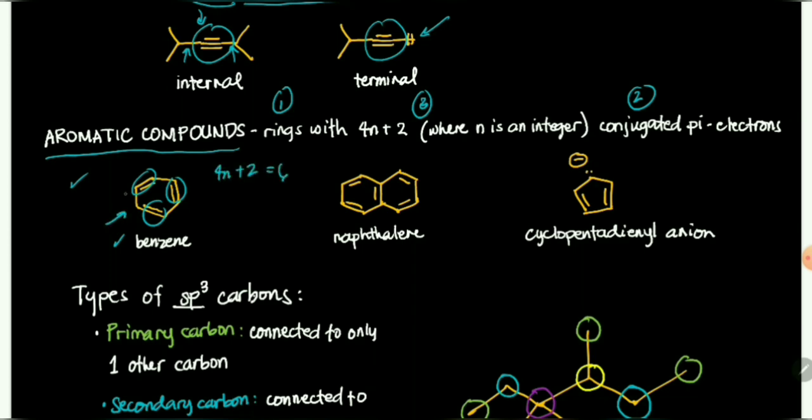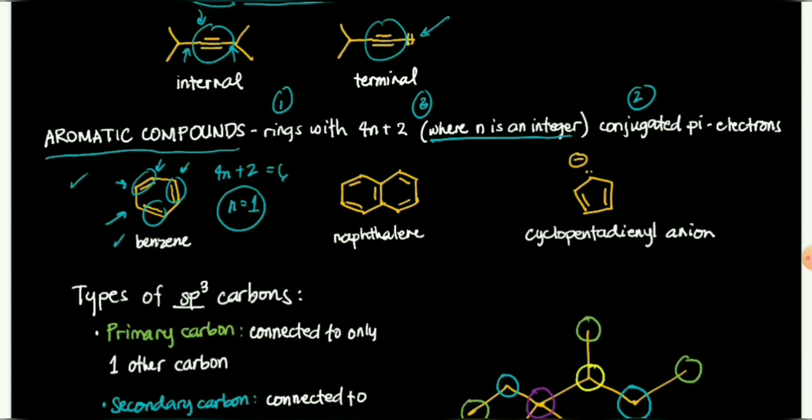So makikita naman natin na conjugated siya. Okay, kasi adjacent lahat ng sp2 hybridized carbons niya doon sa ring. So, check na natin si 4n plus 2 equals 6. So, since n is equal to 1, okay, satisfied yung n is an integer. So, therefore, benzene is aromatic.